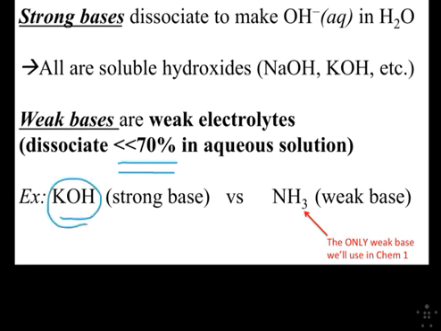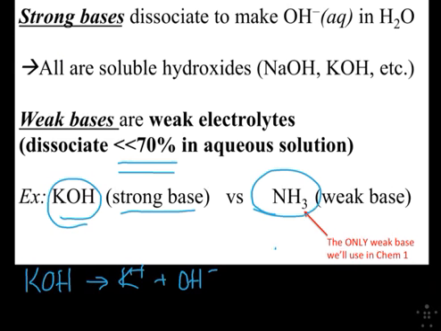So KOH is a strong base, dissociates into potassium plus and OH minus in solution. And I apologize that my handwriting here has gotten really sloppy. My stylus broke, so now I have to use my finger. I'm not as good with my fingertip as with the stylus on this screen. So then we've got a weak base, NH3, and that is the only weak base we're going to see in Chem 1, and so that's ammonia, of course.